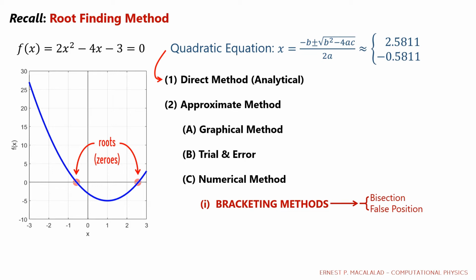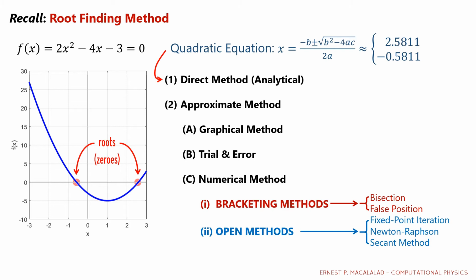Okay, a variation of the bisection method is the false position method, wherein the difference between the two methods is just how we estimate the root given a bracket. We can also do some open methods, such as fixed point iteration, Newton-Raphson, or secant method, but that is beyond the scope of this video because we're only going to focus on the bisection method.